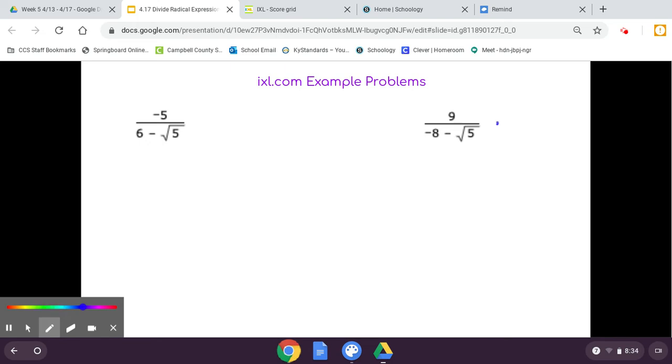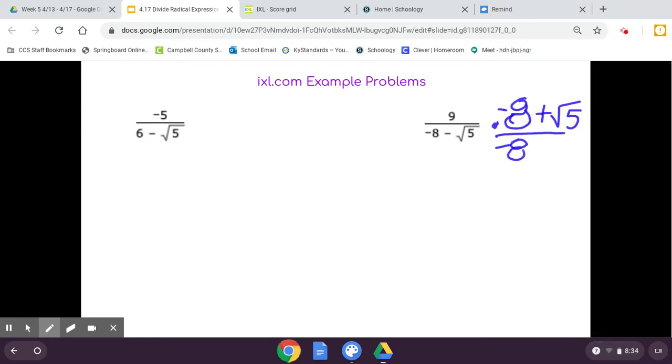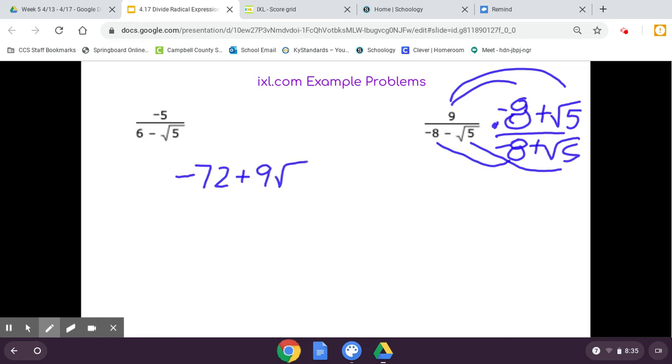All right, here we go. So times negative 8, sorry, my pen isn't wanting to work, negative 8 plus the square root of 5 over negative 8 plus the square root of 5. All right, so again, that has to multiply by each, and then this multiplies by each. So we have negative 72 plus 9 square root of 5 all over negative 64 minus square root of 25.